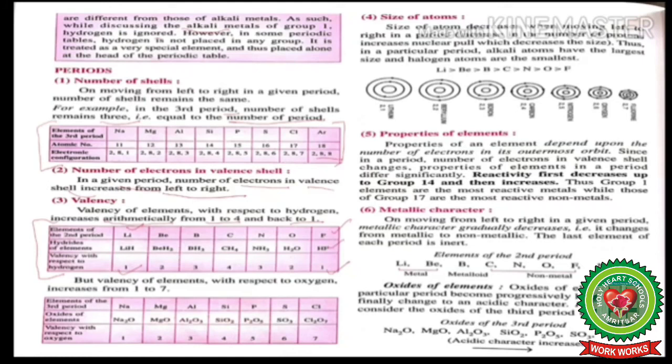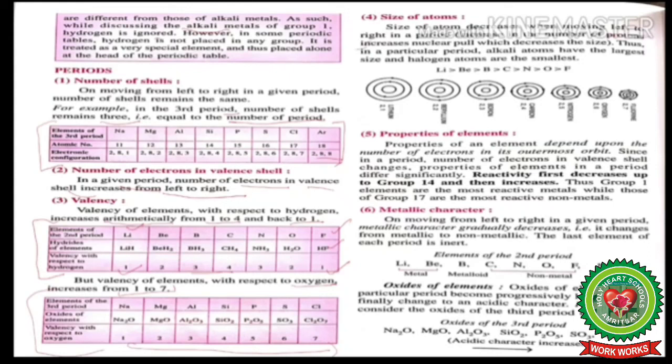So the valency first increases from 1 to 4 and then it again decreases from 3 to 1 as we move along a period. But valency of elements with respect to oxygen increases from 1 to 7, which is clear from this table. Next is size of atoms.